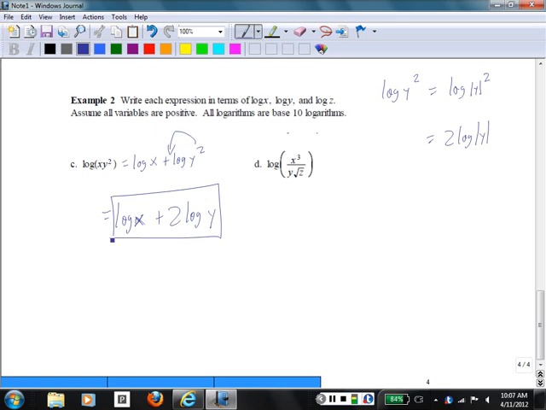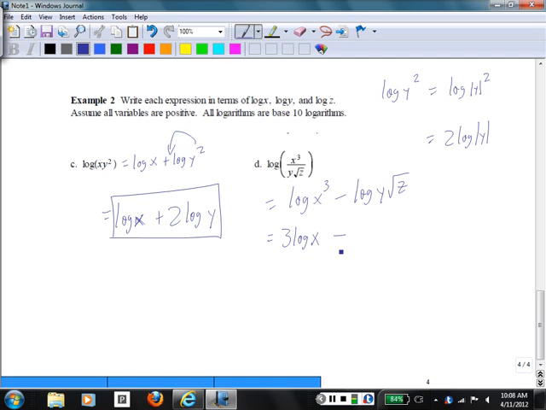The D part, log of a quotient, x cubed over y square root of z. So log of a quotient is equal to the difference of the logs. So it's the log of the numerator minus the log of the denominator. Log of x cubed minus the log of y times the square root of z. Now, at some point I've got to deal with that square root of z, but maybe not just yet. What can be done with the log of x cubed? 3 log x. So that 3 comes out in front, and it's going to be 3 log x.